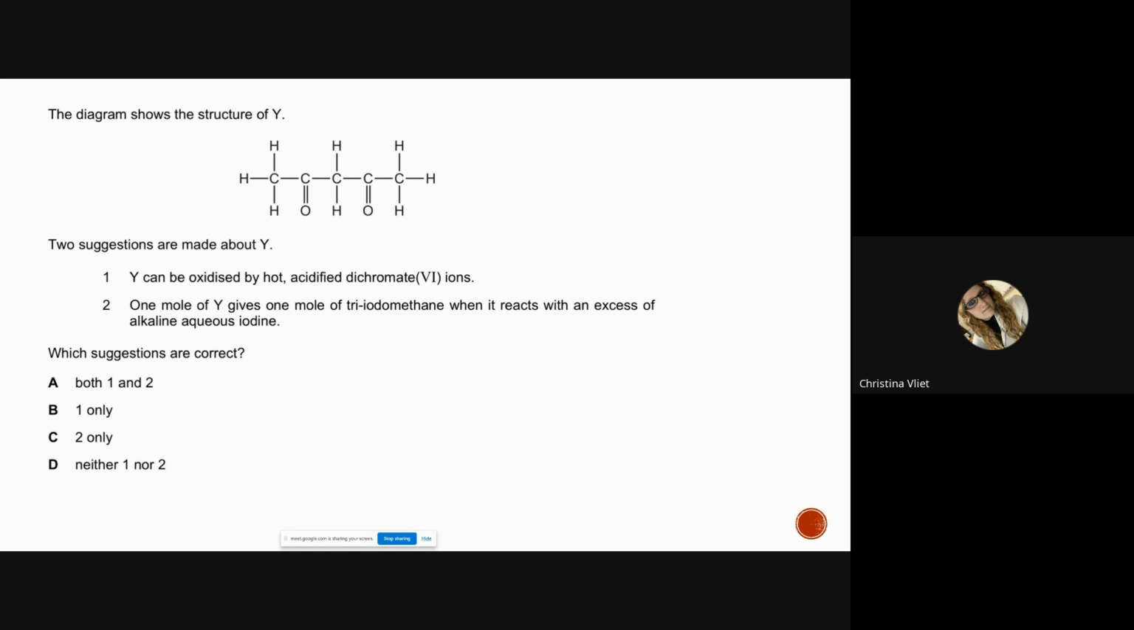Two statements are made about this. They tell you this thing can be oxidized by dichromate. Yes or no? No. Why not? It's ketones. No oxidation. Forever ketone. Don't do it. What about statement 2? Be careful here.